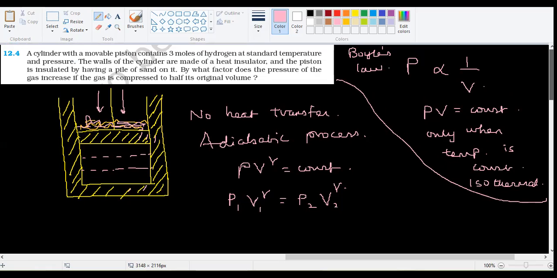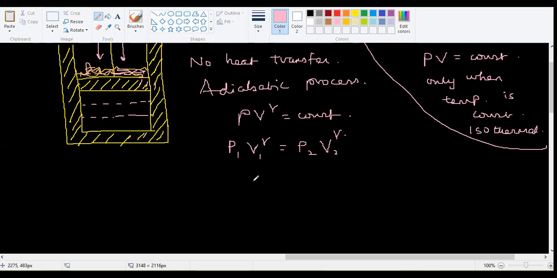So 3 moles of hydrogen at STP, standard temperature and pressure. They're asking you to find the rise in pressure, how many times it becomes, P2 by P1, is what is asked. Volume is half its original volume. So P2 by P1 will give me V1 by V2. Compared to the initial volume, the final volume is half, which means if this was, let's say, 10, then this is 5. So 10 by 5 gives me 2. So this will become 2 power gamma.